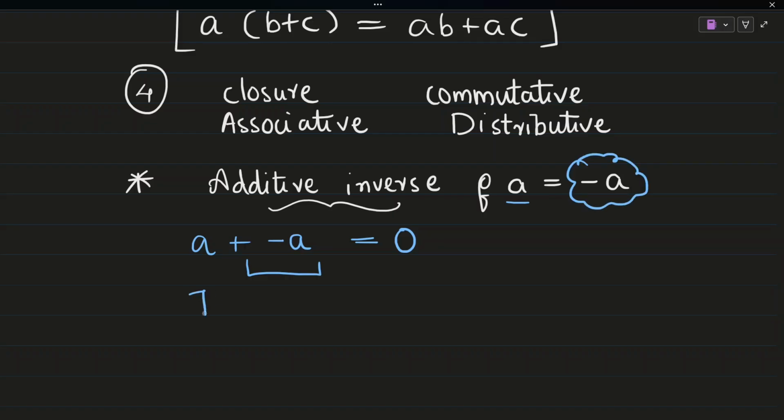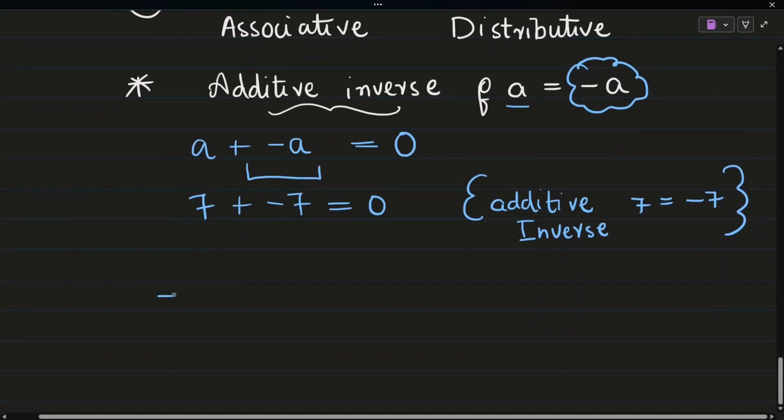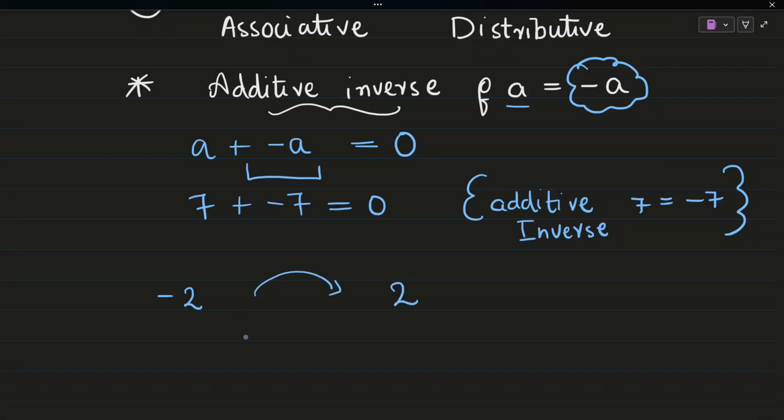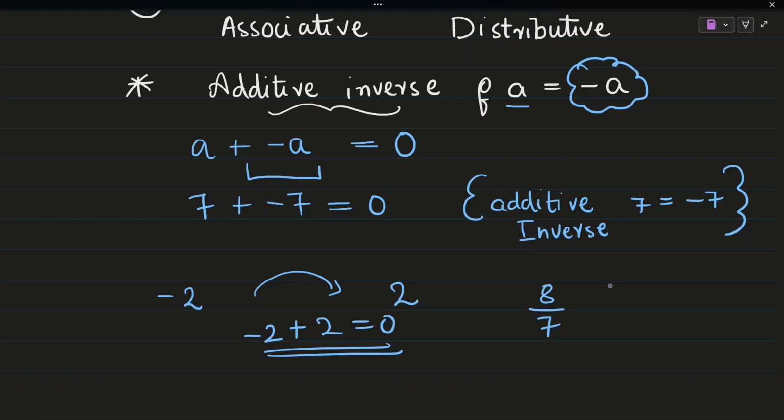So for example, if I am taking 7, what is the additive inverse? 7 plus minus 7 gives us 0. So the additive inverse of 7 is equal to minus 7. Similarly, if I am taking minus 2, what will be the additive inverse? It is going to be 2, because minus 2 plus 2 is going to give me 0. Clear, students? Whenever you have a number, for example 8 by 7, the additive inverse is going to be minus 8 by 7.